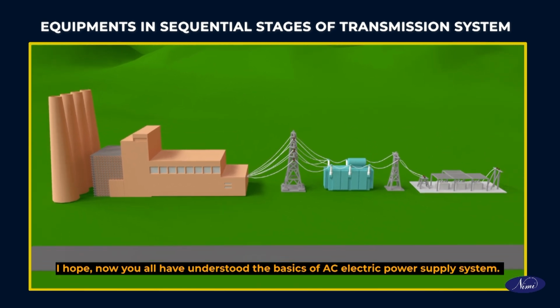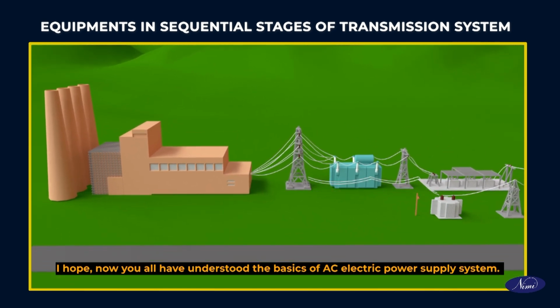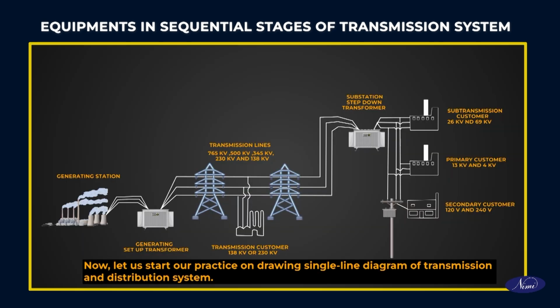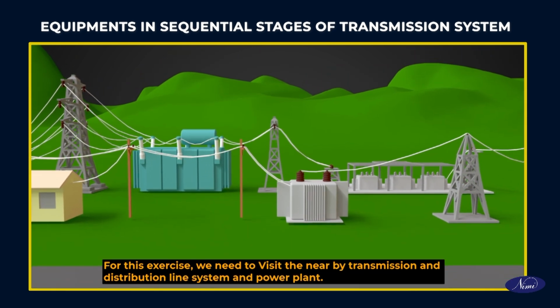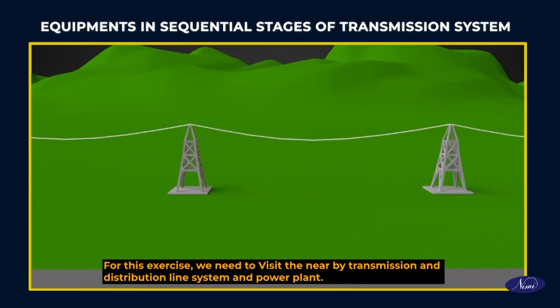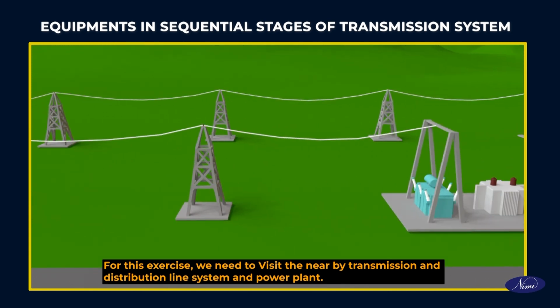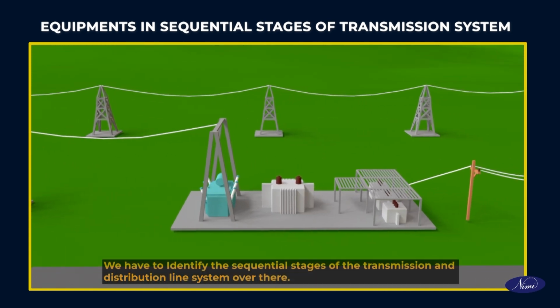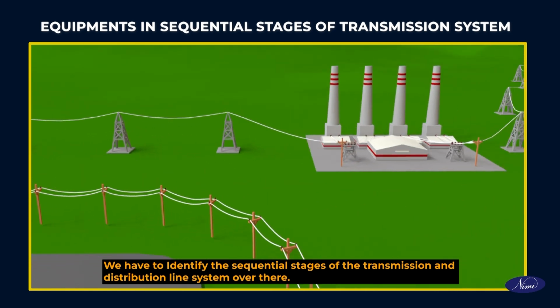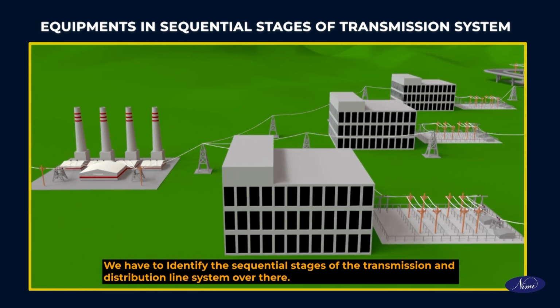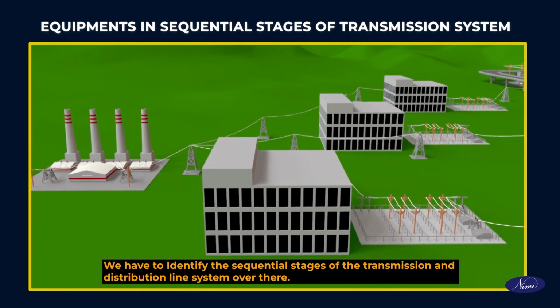I hope now you all have understood the basics of AC electric power supply system. Now let us start our practice on drawing single line diagram of transmission and distribution system. For this exercise, we need to visit the nearby transmission and distribution line system and power plant. We have to identify the sequential stages of transmission and distribution line system over there.